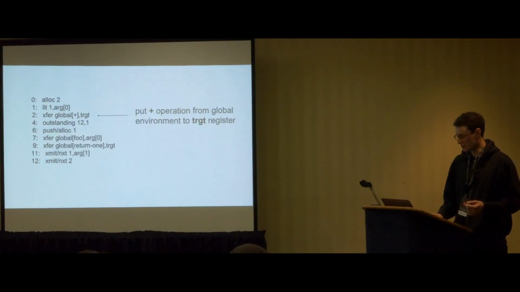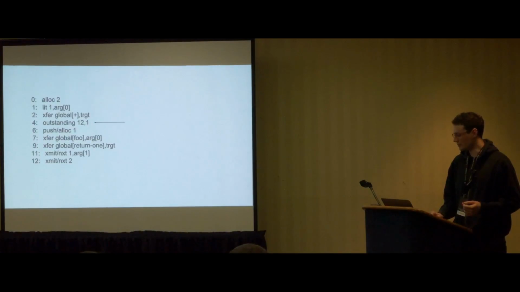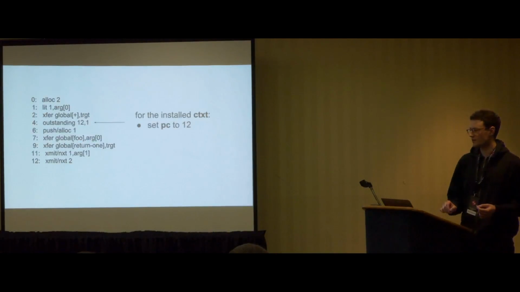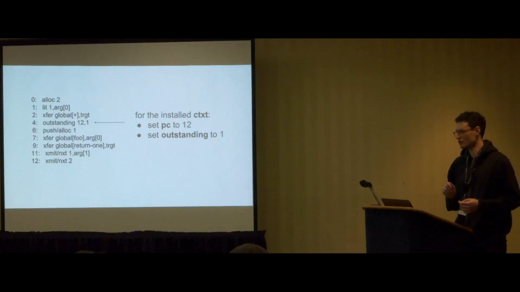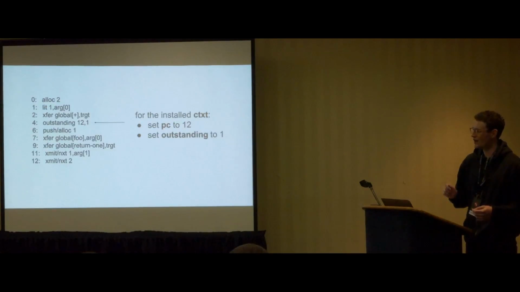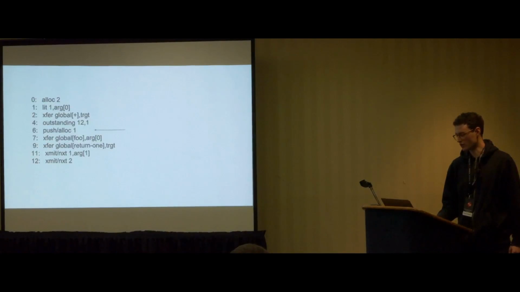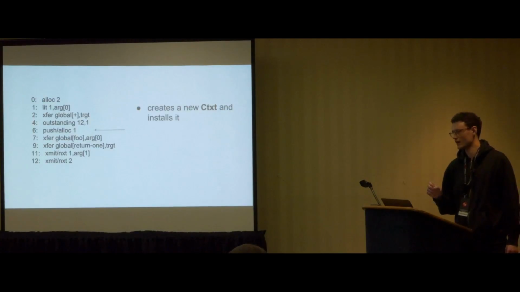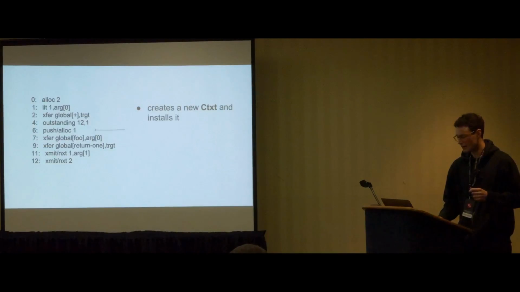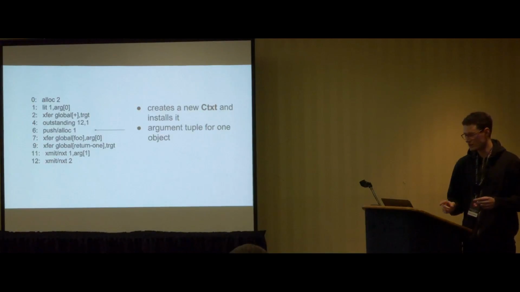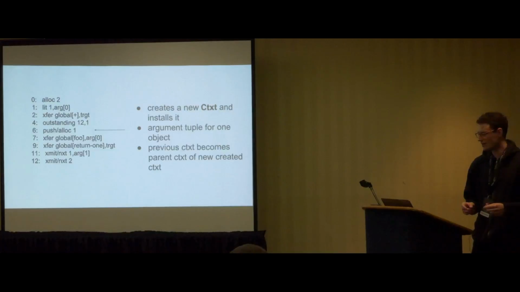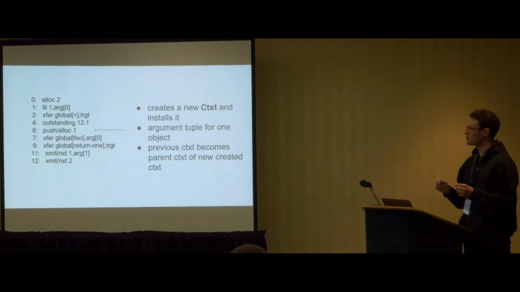Now things start to get interesting. Outstanding 12,1. What this does, for the install context, it sets the PC field, the program counter, to 12, and it sets the outstanding field to 1. And right now we don't understand why yet. I will come back to that. Push alloc 1. What this does, it creates a new context and installs it into the VM. It has an argument tuple for one object. And important to note here is that it has a reference to the initial context, which is the parent context.